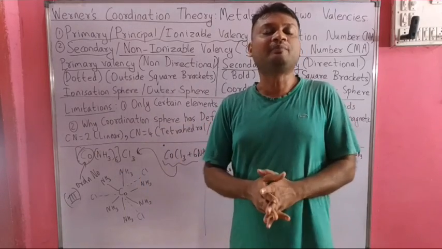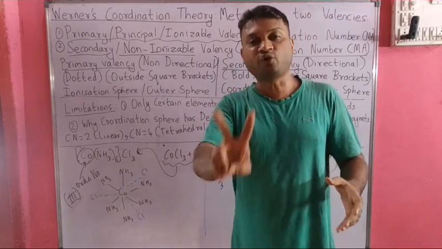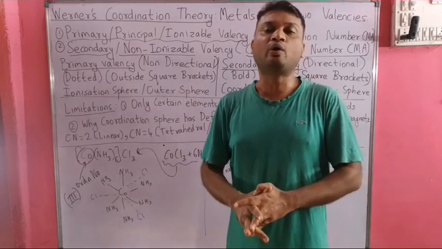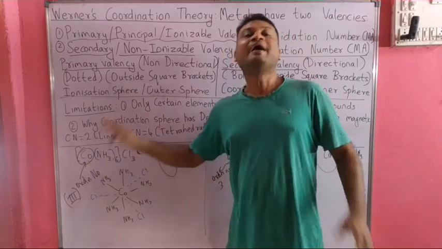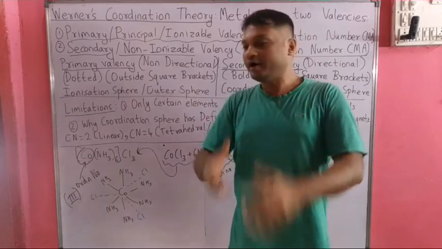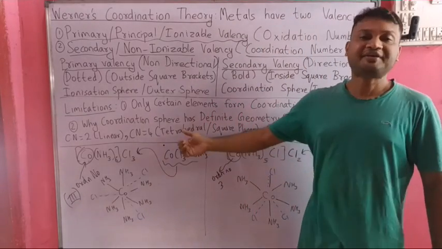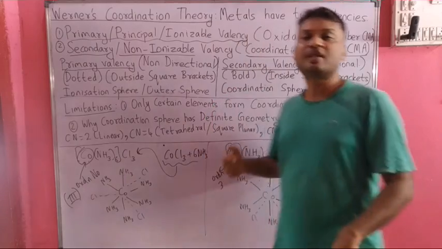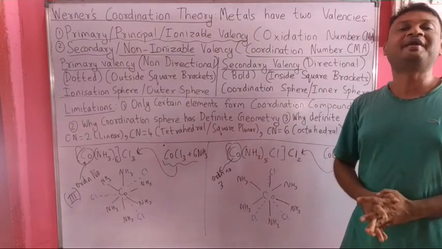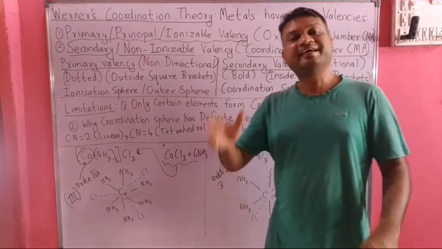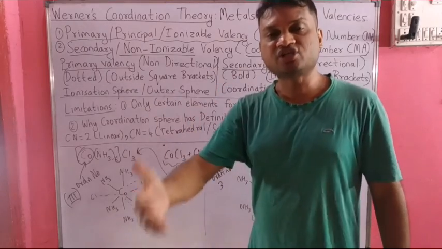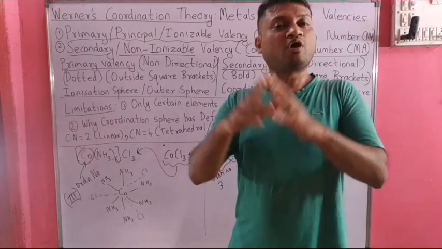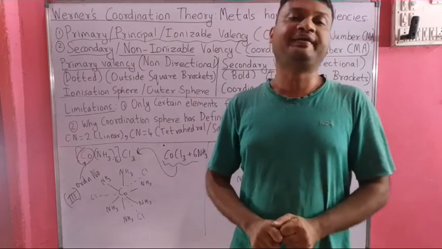As we have seen in chemical bonding, the steric number of 2 refers to linear geometry. Similarly, in coordination compounds, the coordination number of 2 refers to linear geometry. The coordination number of 4 refers to tetrahedral geometry or square planar geometry. The coordination number of 6 refers to octahedral geometry. So we can say secondary valency, which is the coordination number of the central metal atom, is directional in nature, because it leads to specific geometry.